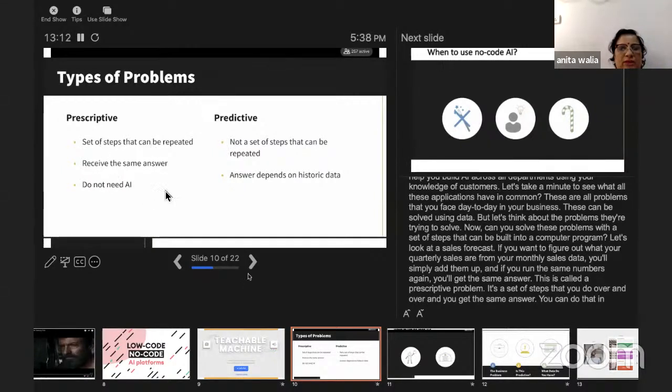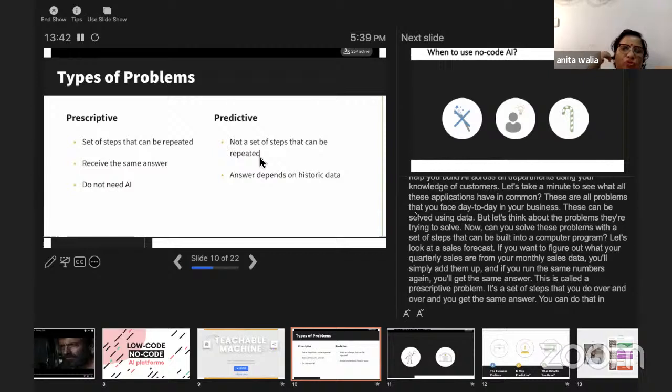For example, in Ahan's case, he knows that these are the common questions commonly asked by the customers every time they call, and what the possible answers can be. He can build a chatbot with no-code AI with that. So you don't need coding in that. Prescriptive means when you already know the steps, when you already know a solution and the structured steps to solve that. Predictive means not a set of steps that can be repeated.